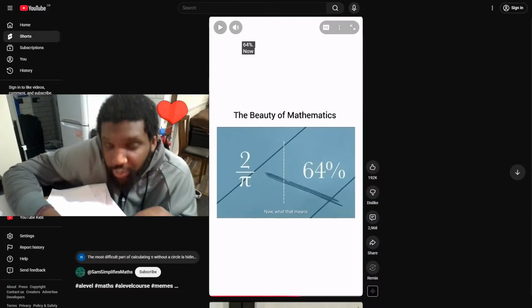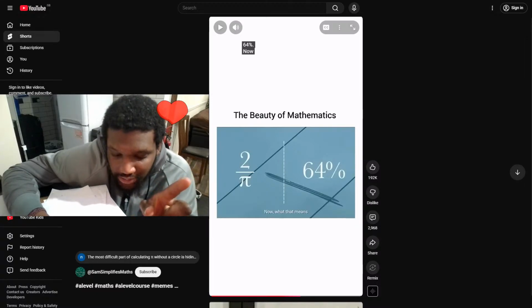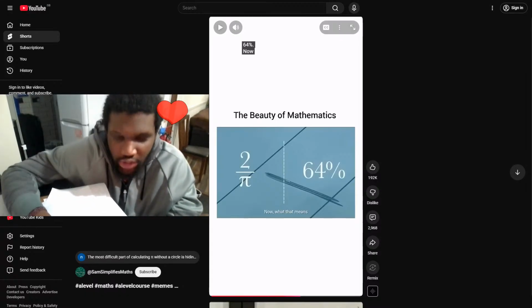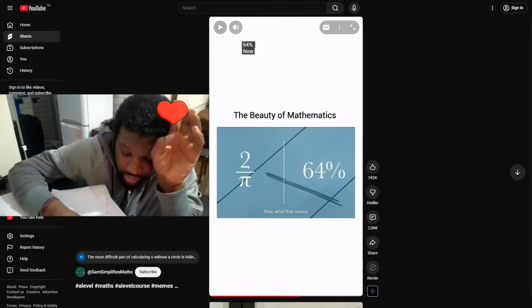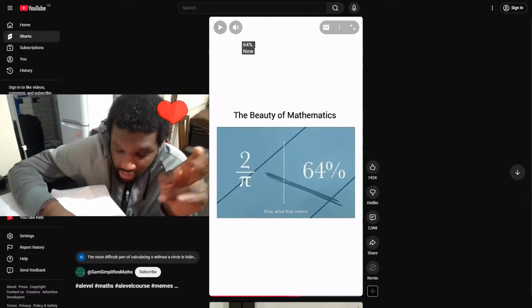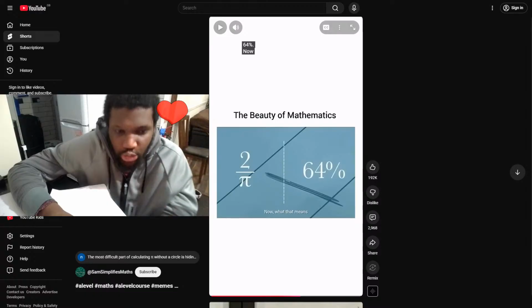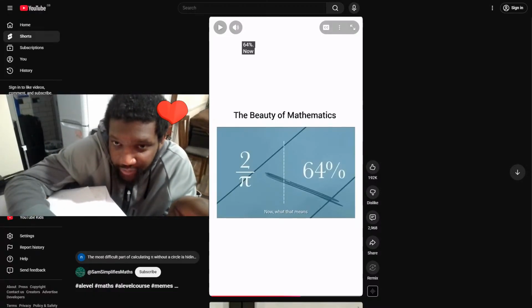We get 0.63661. And that's basically the half area. We get pi over 2, which is called a unit perimeter. Because if pi is the radius, this is the unit perimeter, which is half pi. It's very important to understand that. 2 over pi is what, half pi.